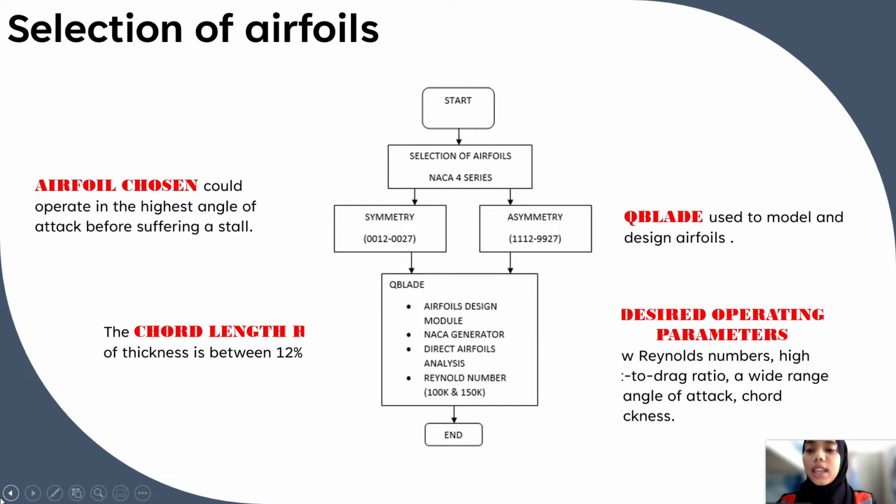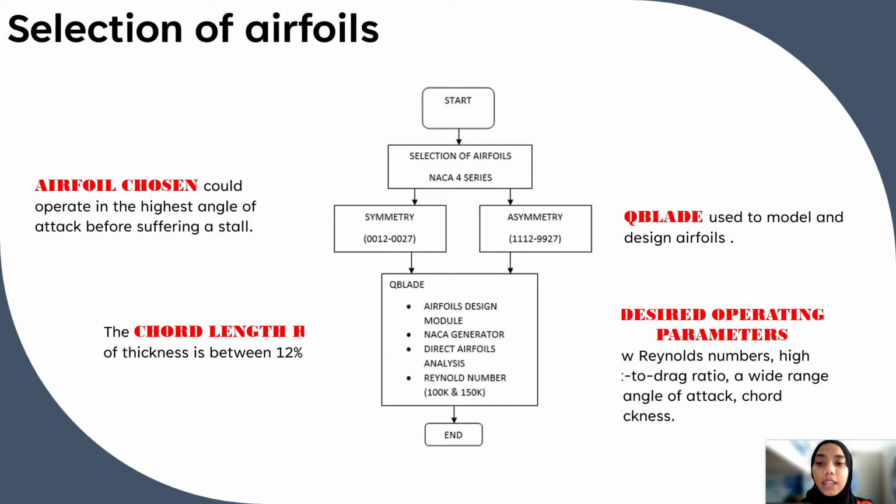To select an effective airfoil, it is imperative that the airfoil chosen could operate at the highest angle of attack before suffering a stall. So in this study, the chosen airfoil is determined by the desired operating parameters, such as low Reynolds numbers, high lift-to-drag ratio, a wide range of angle of attack, chord thickness, and others. The chord length range of thickness between 12% to 27% will be used throughout this experiment.